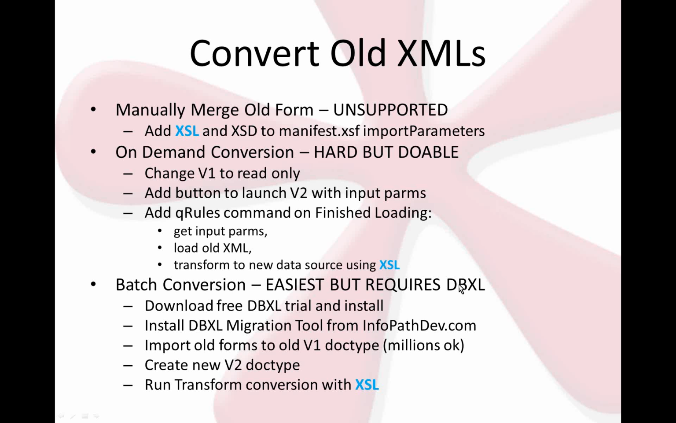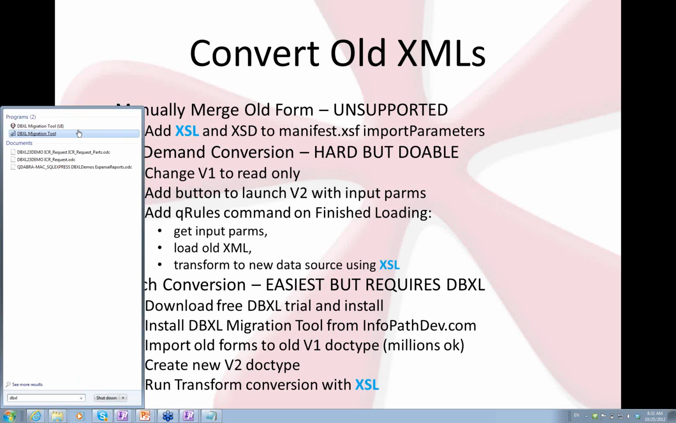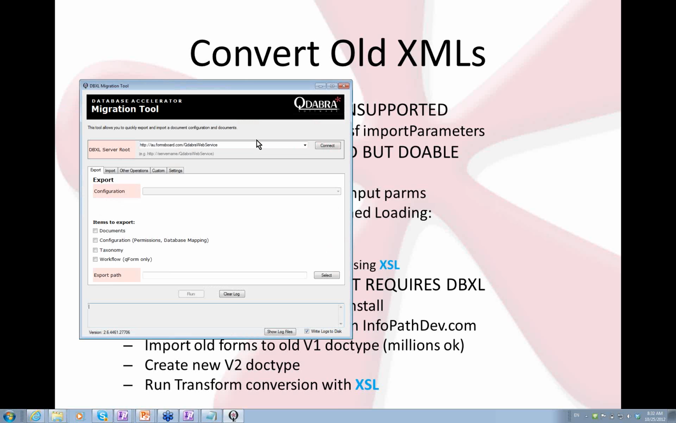Now this requires DBXL, but you can install the free trial, so you don't have to pay anything. You can install the free trial, and then you can install the migration tool, which is free. You can do your conversion, and then you can uninstall the trial. Now how this works is once you install the trial, you'll get a tool that looks like this.